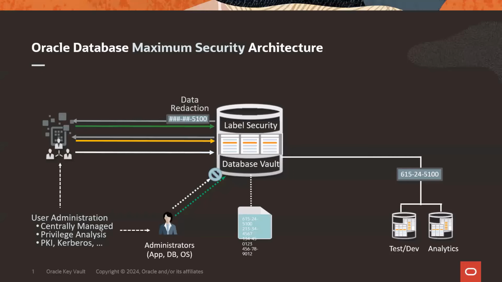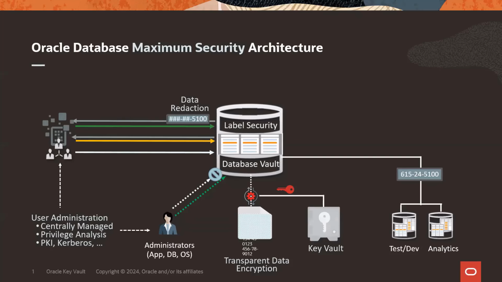Data redaction masks data after it left the database on its way to the application screen, so that sensitive information like credit card numbers is not completely displayed. Certain digits can be overwritten with a hash sign, for example. And there we have transparent data encryption and Oracle Key Vault. That addresses the problem that somebody could bypass the access controls in your database and try to access the tablespaces, the container of all your application data, directly, bypassing the database.